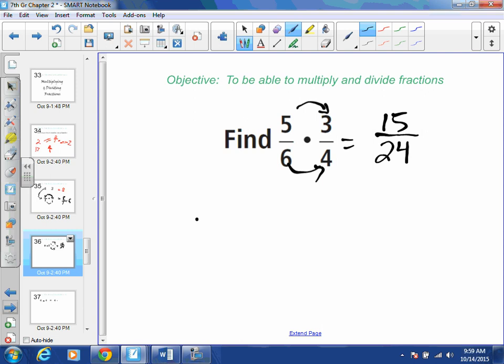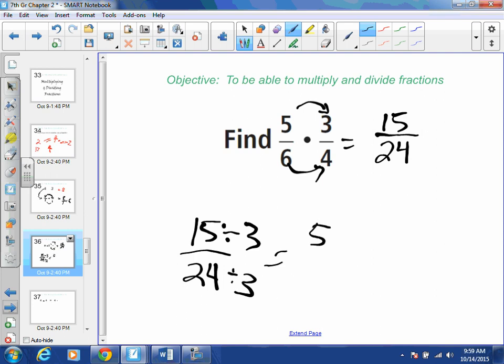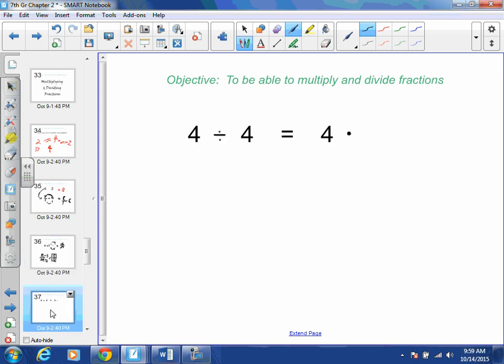So 6 times 4, 24. If you wrote that as your answer to this problem, I would give you half credit, but I can simplify this fraction. First I'm going to check, can I divide both the numerator and the denominator by 2? I cannot. Can I divide them both by 3? Yes. So 15 divided by 3 is 5, 24 divided by 3 is 8, and 5/8 is in simplest form.